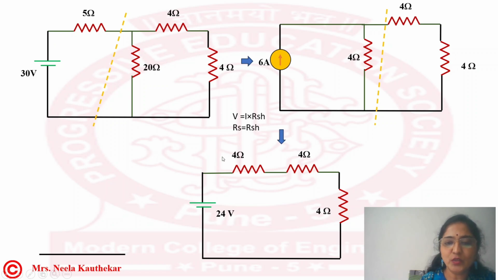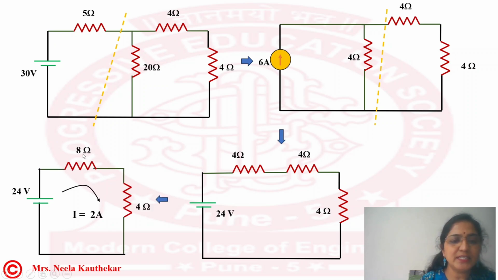Now these two 4 ohms are in series with each other and you can calculate the equivalent resistance. What will be the equivalent resistance? It is 8 ohm. This 4 ohm resistance is going to be as it is, and this is the 24 volt source. Now this has become a simple circuit and you can calculate the current flowing through it. It is voltage divided by total resistance. Total resistance is 8 and 4, means 12. So 24 by 12 is 2 ampere.